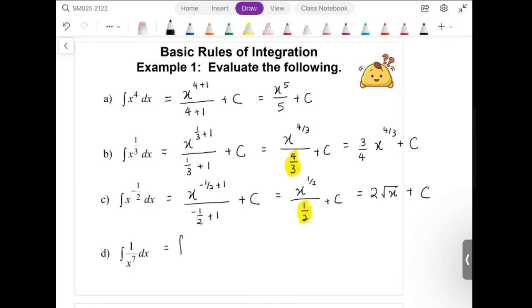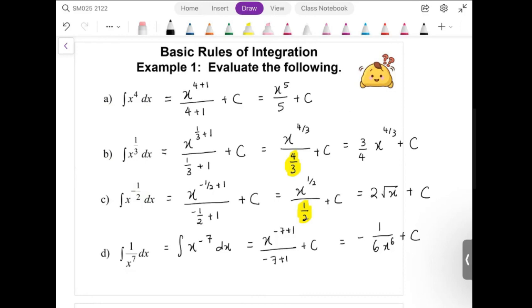We can rewrite this as x to the power of -7. And then straight away from there, we can directly integrate this one. So we get -7 plus 1 divided by the same thing plus C. And final part, if we simplify this up, we get negative 1 over, because we have a negative power, so I put it on denominator part. We have 6x to the power of 6 plus C.